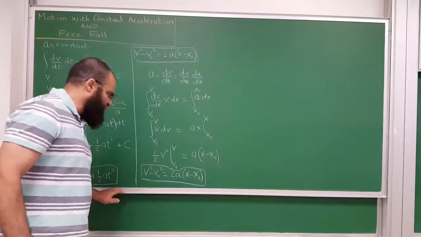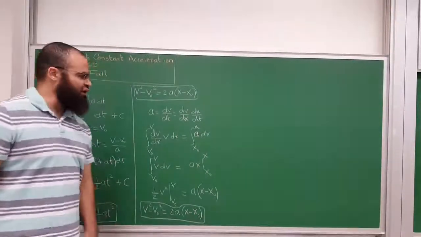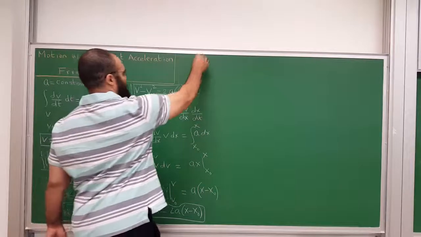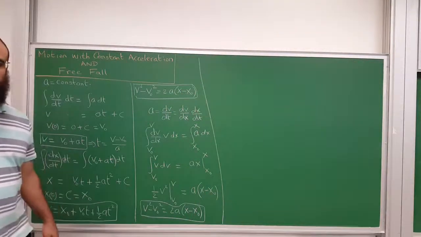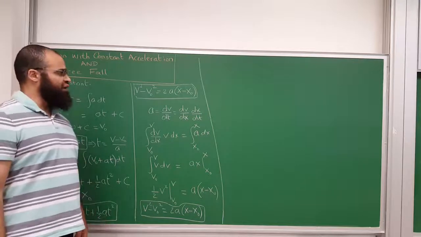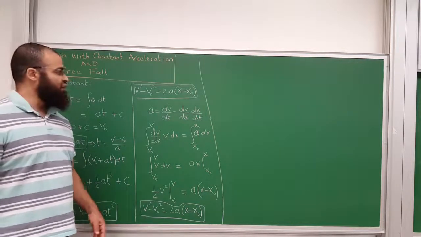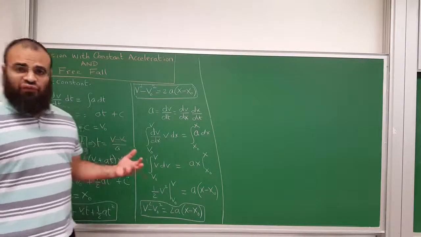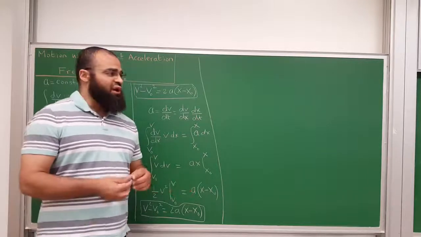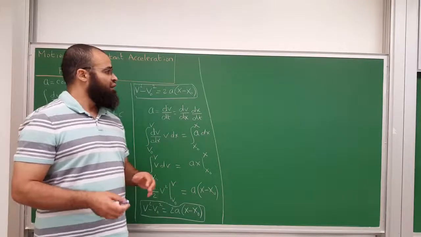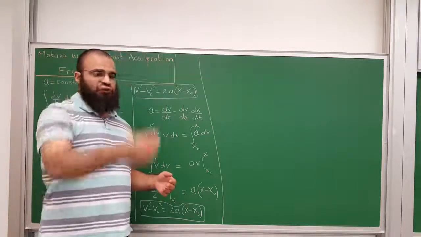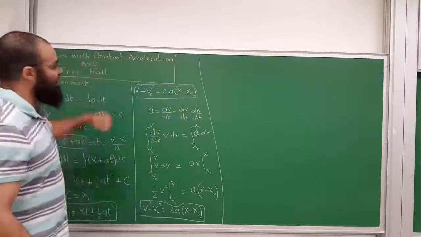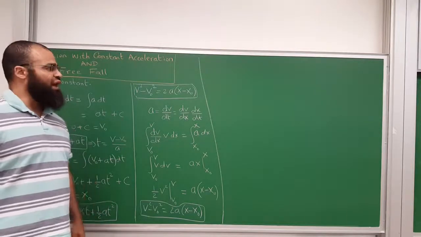So why do we focus on motion at constant acceleration? It seems very limiting. The reason is because many things do accelerate uniformly, meaning they accelerate at constant acceleration. And one of them that we experience every day is the acceleration near the surface of the Earth for an object falling freely, a free fall, which is called the acceleration due to gravity.